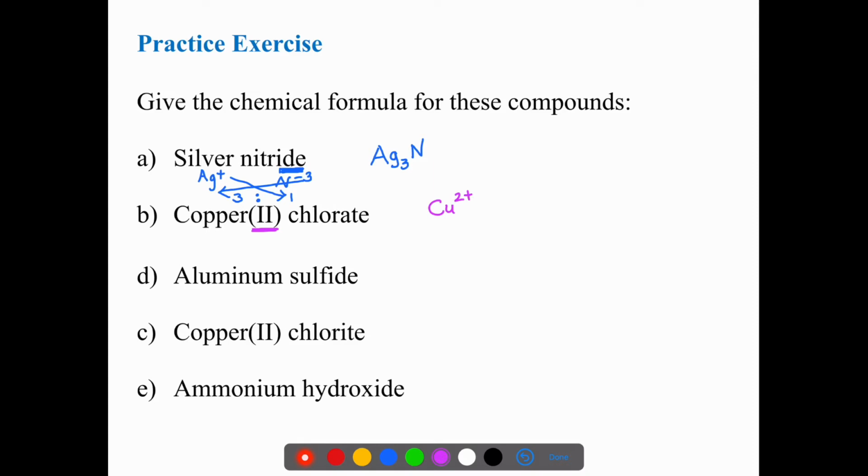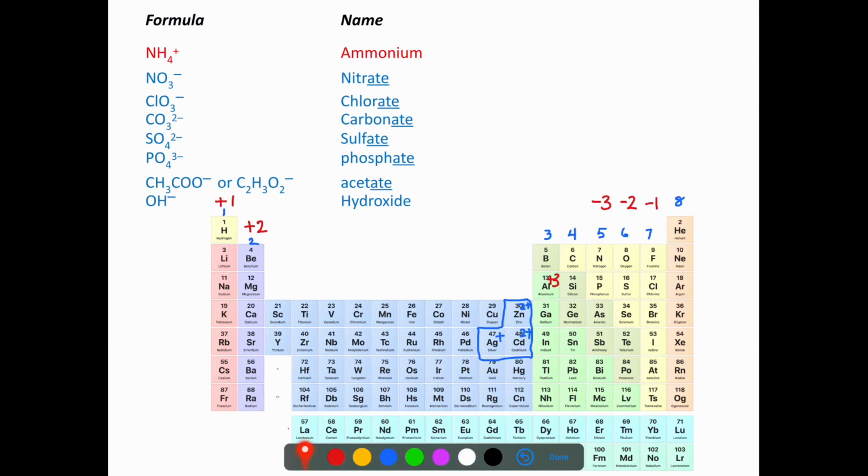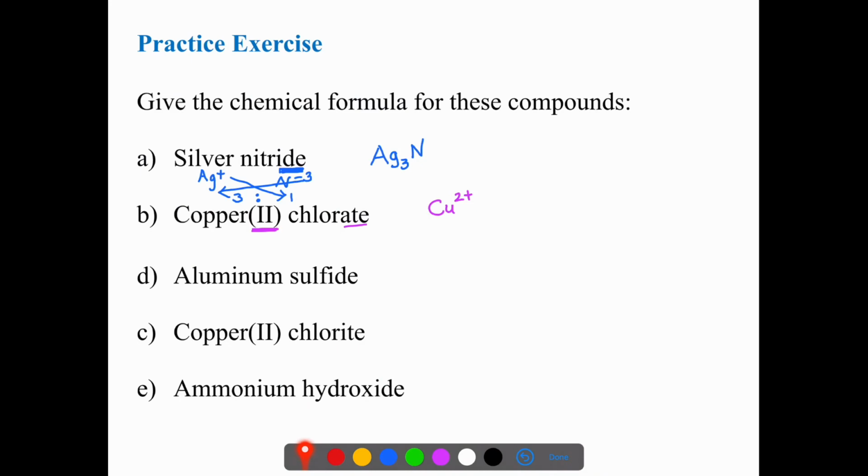Chlorate, it's ending with ate, so it's not something you can determine from the periodic table. This anion is a polyatomic anion, and you should have memorized this list. So chlorate is ClO3 negative. So crisscross the charges.